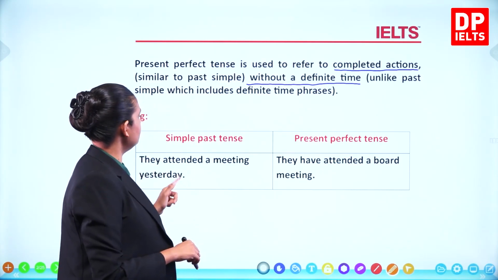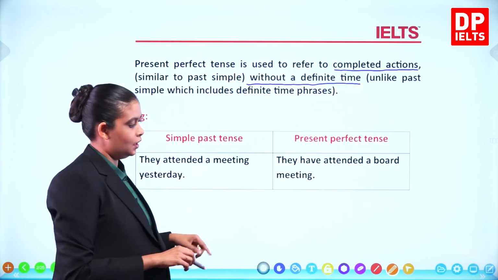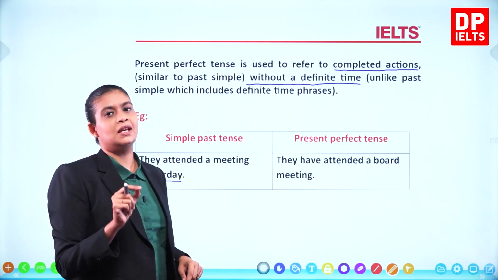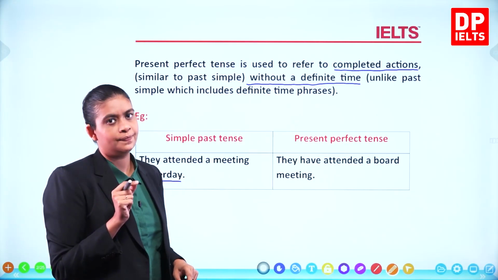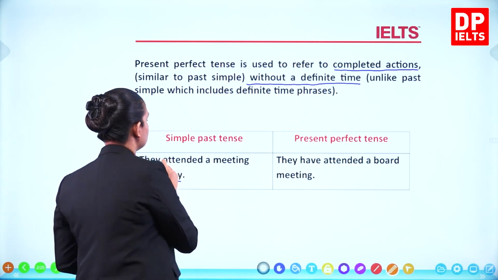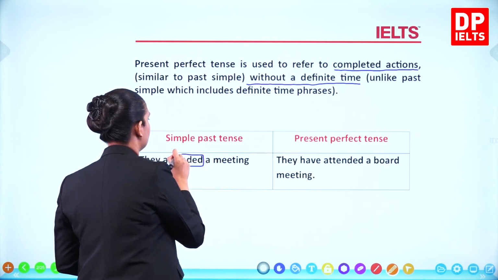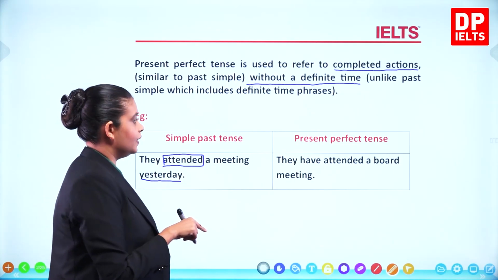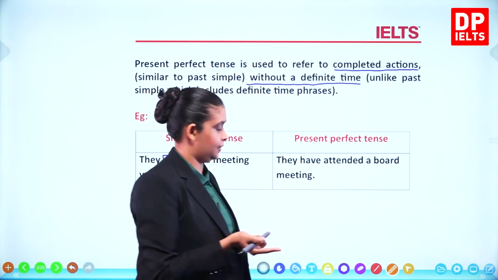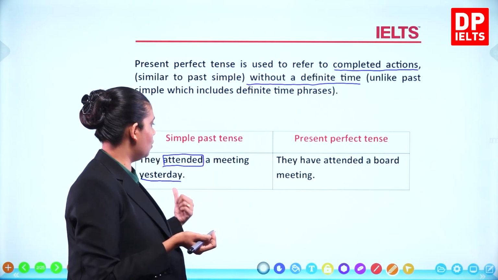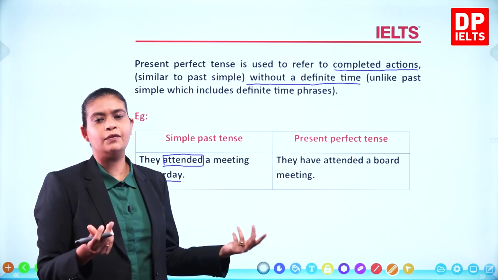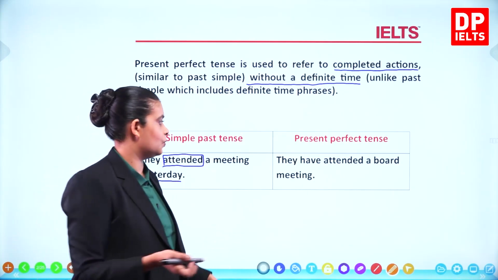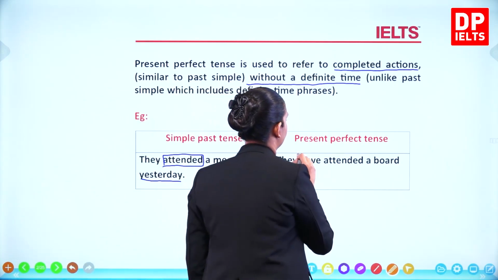They attended a meeting yesterday. Now, when you say yesterday, you know that this was at a specific time in the past. So, therefore, you can use the simple past tense. However, they have attended a board meeting. We don't know when it was, but they have already done it and the action is completed. So, have attended.